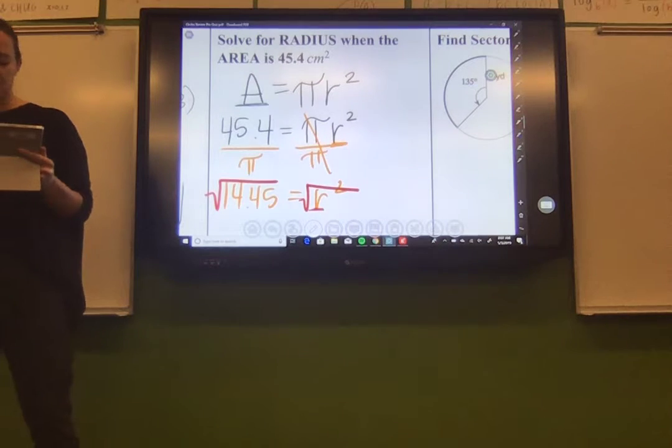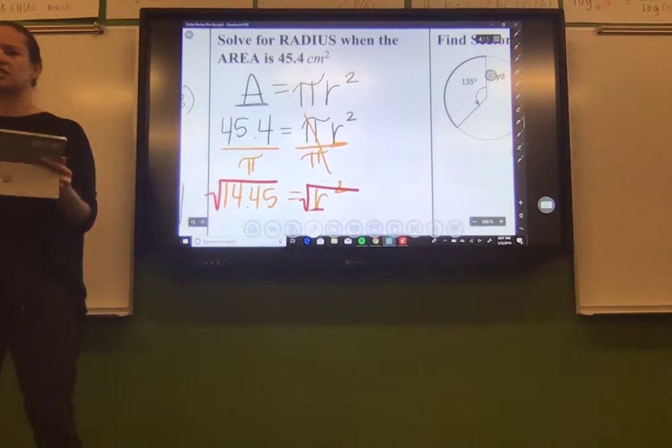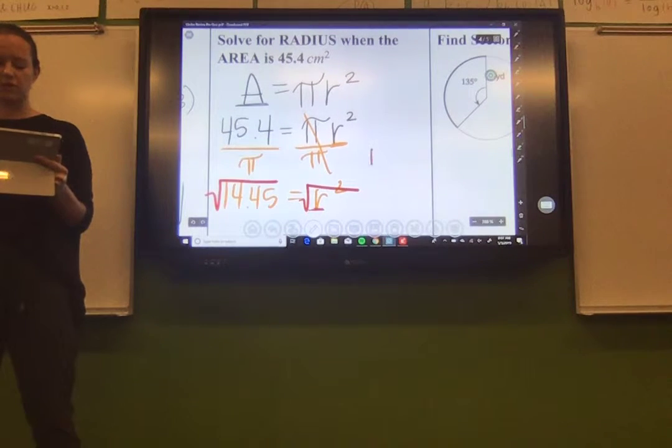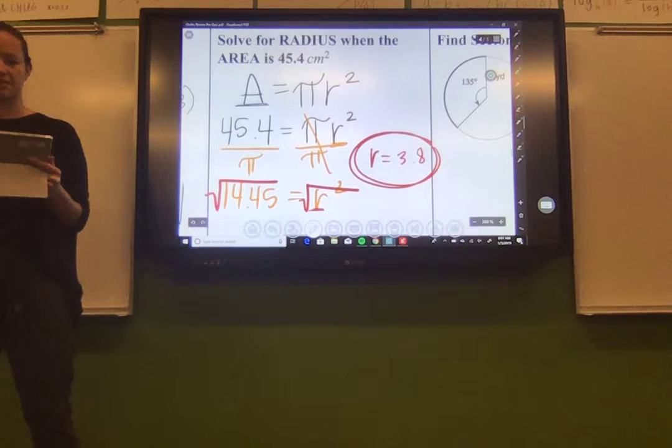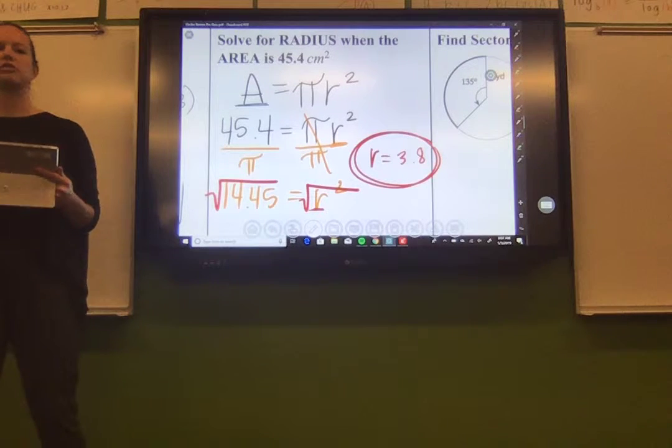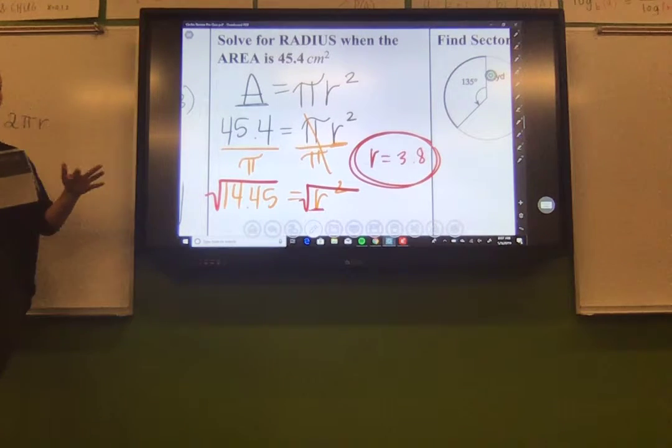What is it? 3.8. Do you guys agree? Did you get 3.8 as well? Amazing. So you just figured out that the radius is 3.8. And that's your answer. Cool? All right, so that's how you do a reverse. Just use the equation and then solve for it accordingly.